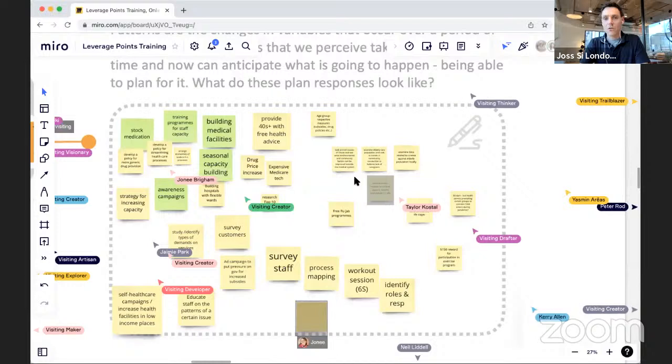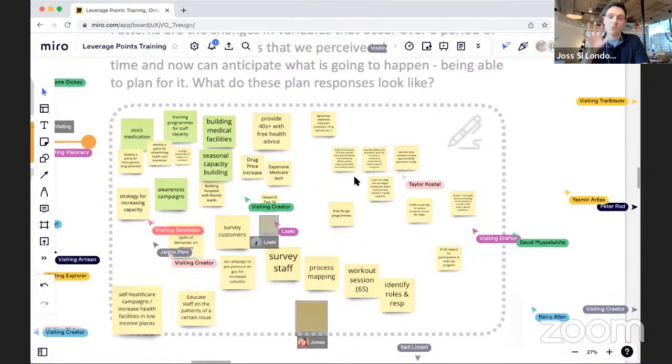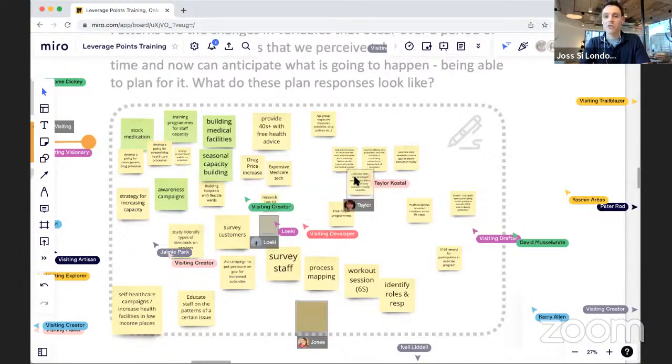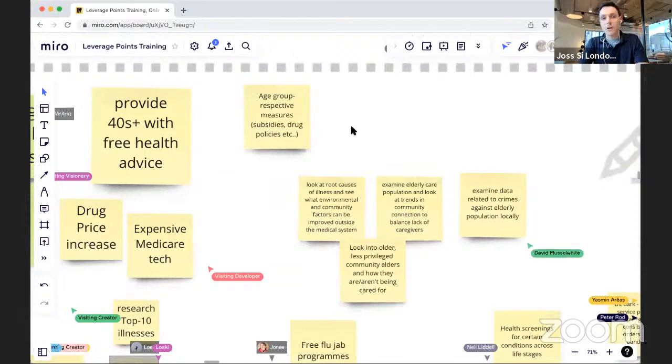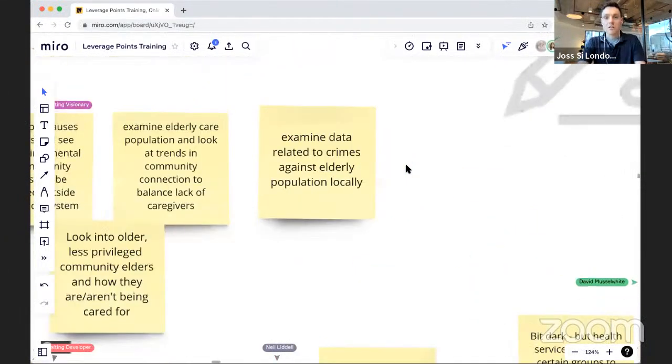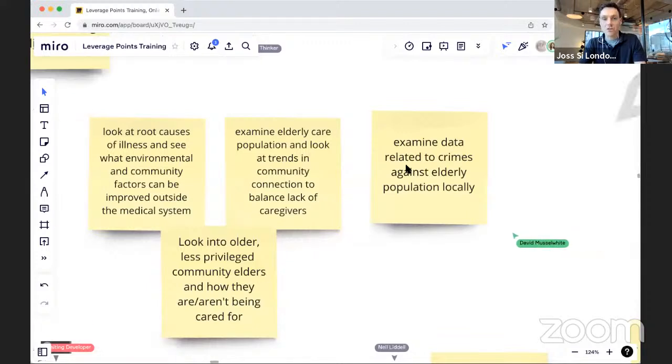So provide 40 pluses with free healthcare advice. Drug price increase, yeah, you can see trying to change a quantitative variable, a particular thing in the system, right? The drug price and changing the variables associated with that. Age group, respective measures, subsidies, drug policy. Examine data related to crimes against the elderly population. Examine the elderly care population and look at trends in community connection to balance lack of caregiving.